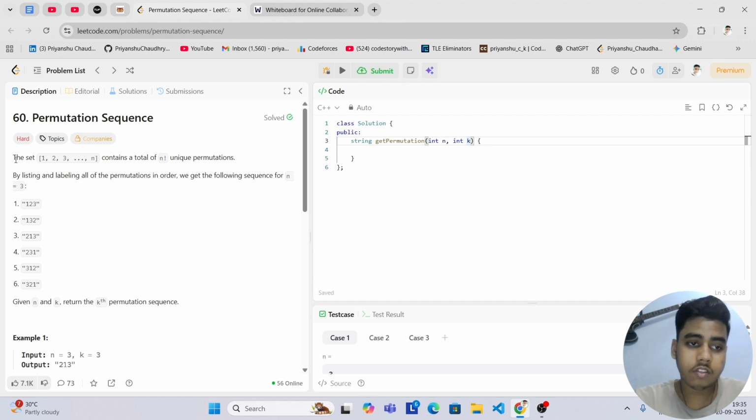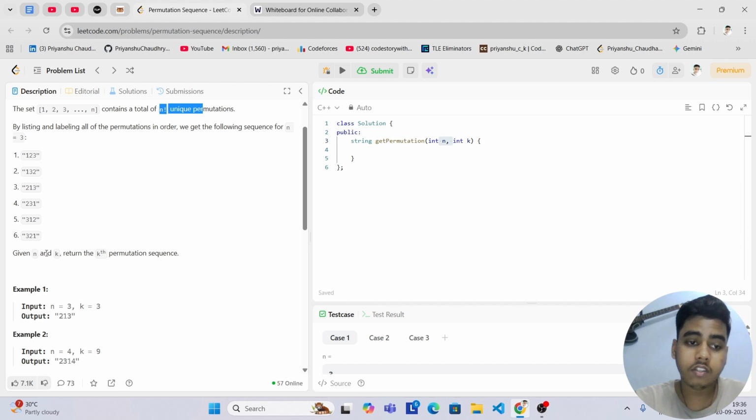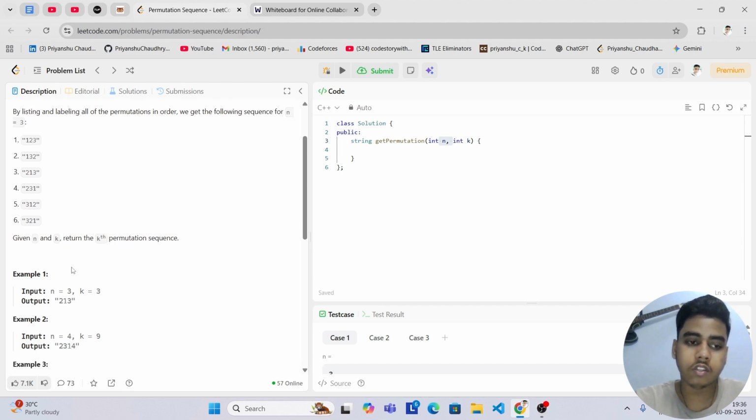We all know what a permutation is: a set where all the numbers from 1 to n are there, no matter their order. If n is given, there are a total of n factorial unique permutations, and we have to list them in sorted order and return the kth permutation sequence.